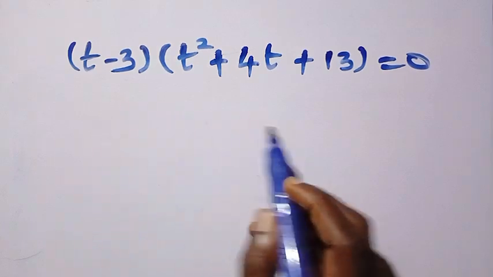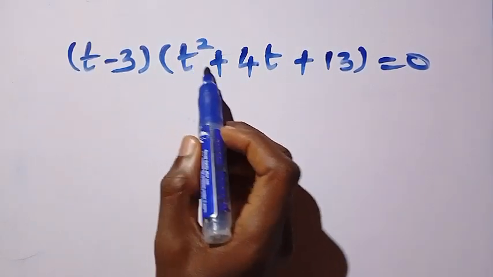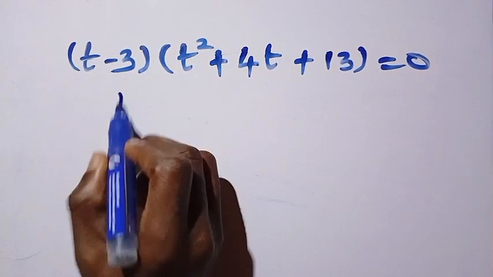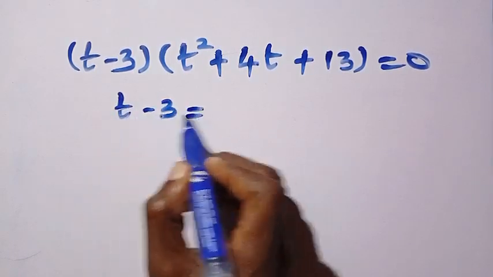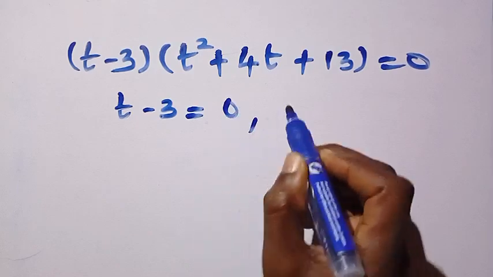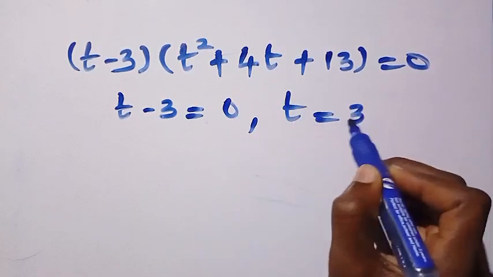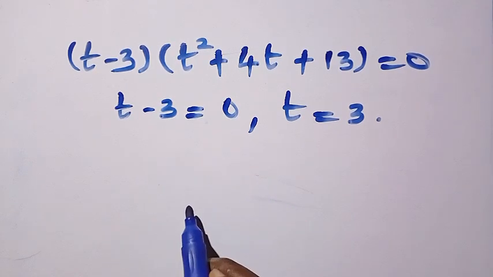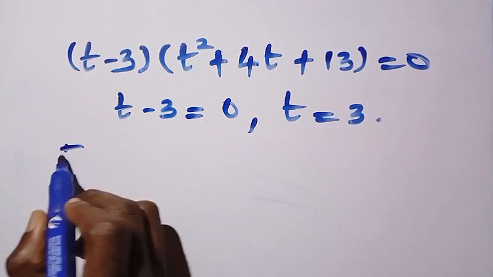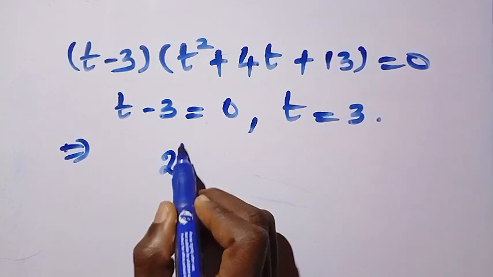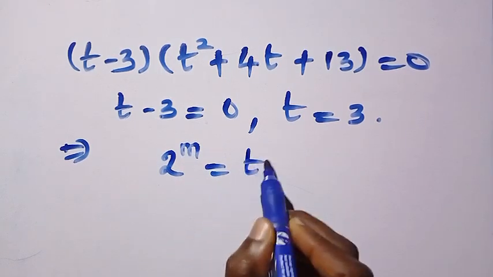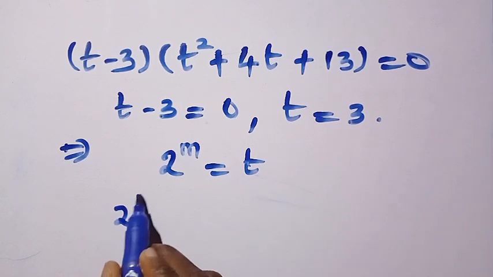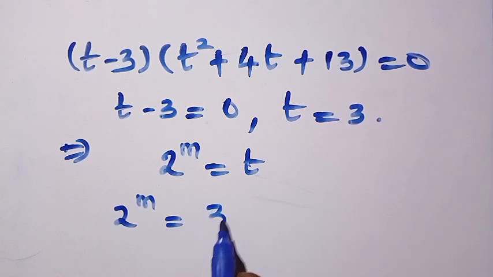And we have t minus 3 bracket t squared plus 4t plus 13 equals 0. From here, we have t minus 3 equals 0, therefore t equals 3. Here is the fixed value of t, but we have to find m, not t. Recalling that we let 2 power of m equals t, replacing t with 3 gives us 2 power m equals 3.